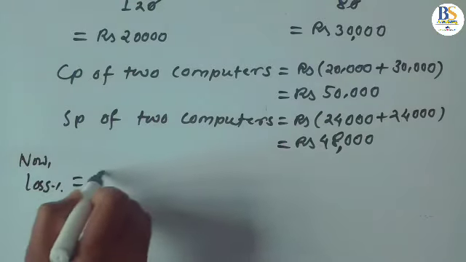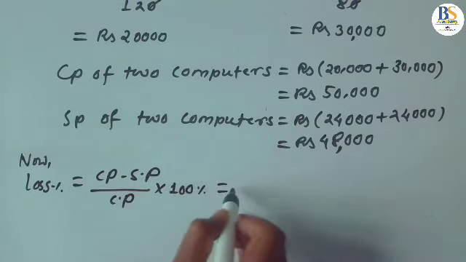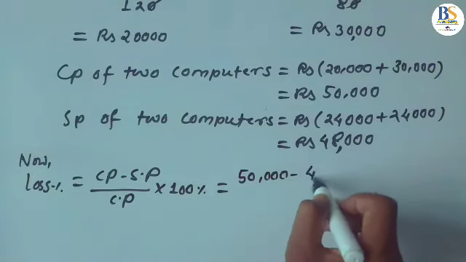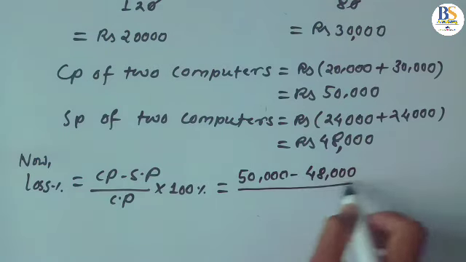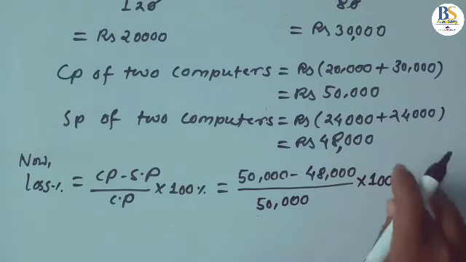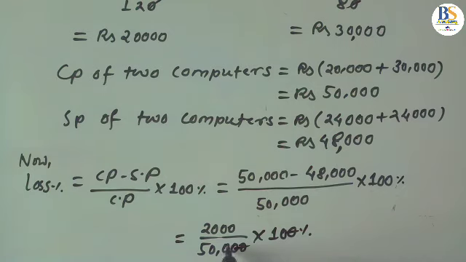Loss percent equals (CP minus SP) divided by CP times 100%. CP of two computers is 50,000 minus SP of two computers 48,000, divided by CP of two computers 50,000, times 100%. This equals 2,000 upon 50,000 times 100%. Zeros cancel out. 4% is the loss percent.